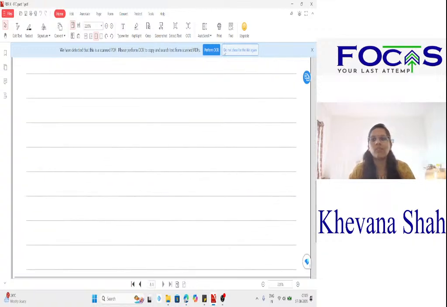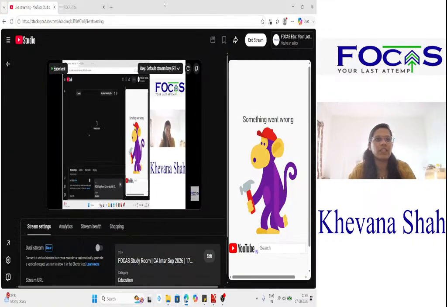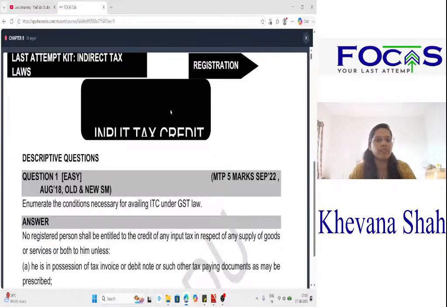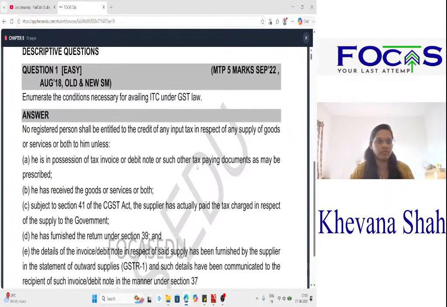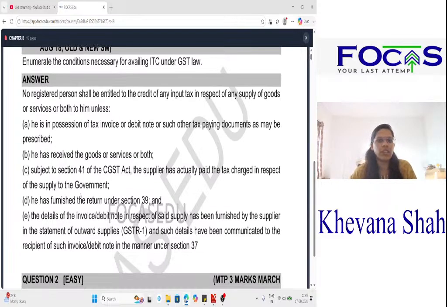Alright, so that's it. Let's come to the questions part. So question 1 says, enumerate the conditions necessary for availing ITC under GST law.